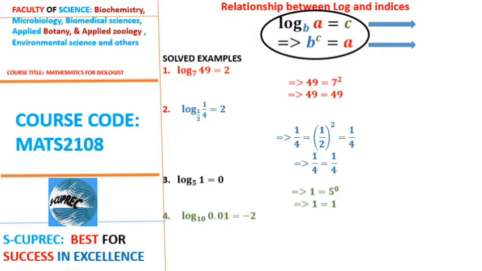Number 4, we have the log of 0.01 base 10 equals minus 2. Same approach. 0.01 is the same as 1 on 100, which is 1 on 10 to the power 2, or the same as 10 to the power minus 2. This is just something for you to note. Now if we convert the log form to the index form, we have the log of 0.01 base 10 equals minus 2. In index form, we have 10 raised to the power minus 2 equal to 0.01.